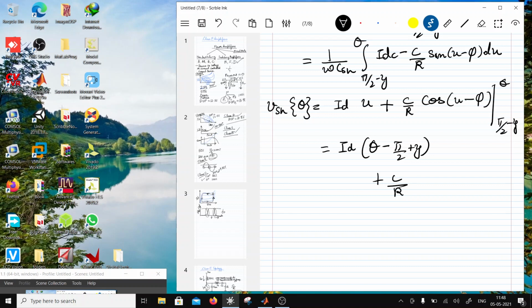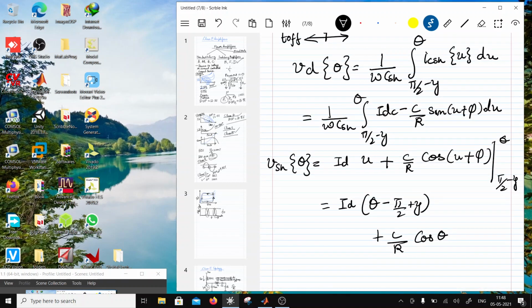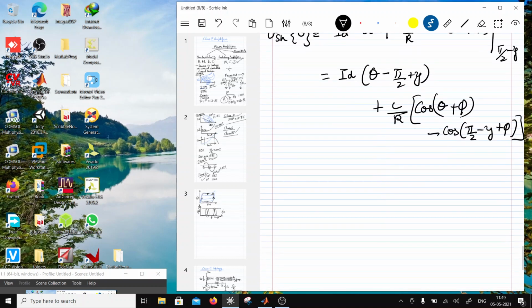Okay, pi by 2, so it will be cos of theta. Okay, I'm making a mistake here. Let's put this as a plus sign. Okay, so in this case it will be theta plus phi minus of cos of pi by 2 minus y plus phi, correct? So this will be Id times of, or Idc, doesn't matter, theta minus pi by 2 plus y.